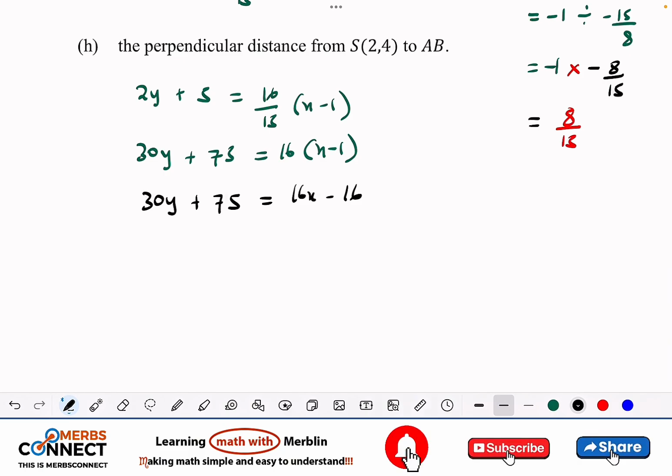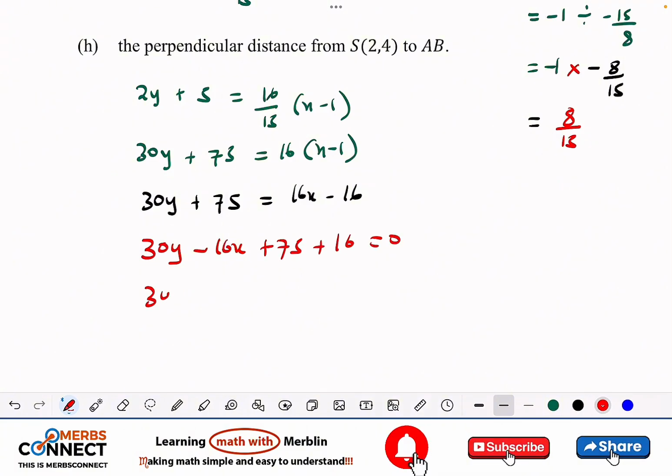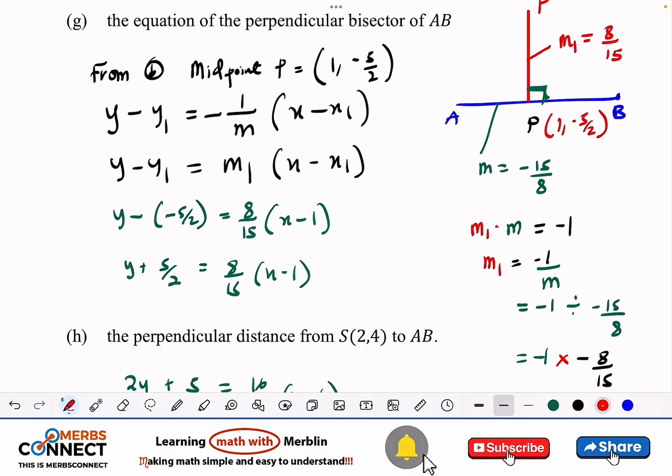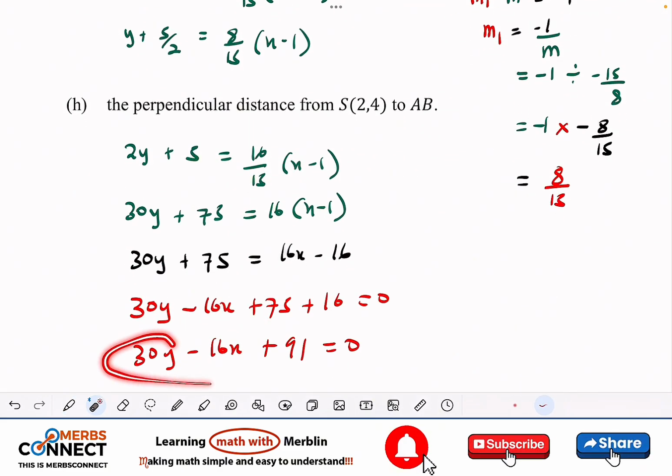And then if I want to group everything to one side, I'm going to have my final result: 30y minus 16x, because if I bring this one here and this one here, it becomes positive. So I'm going to have plus 75 plus 16 is equal to 0. Add them and I'm going to have 91. I think so. Yes, this is true. So the equation of the perpendicular bisector of AB is right here.